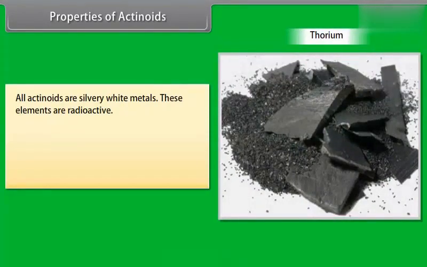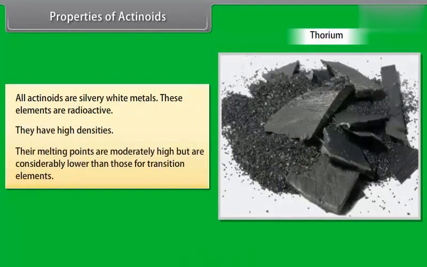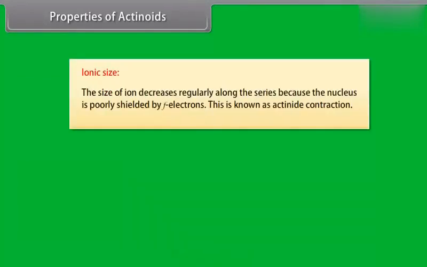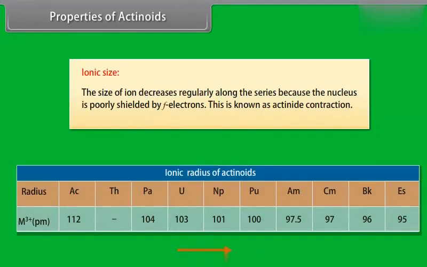These elements are radioactive. After uranium, all the elements are man-made. They have high densities. Their melting points are moderately high but are considerably lower than those for transition elements. Ionic size: the size of the ion decreases regularly along the series because the nucleus is poorly shielded by f electrons. This is known as actinide contraction.